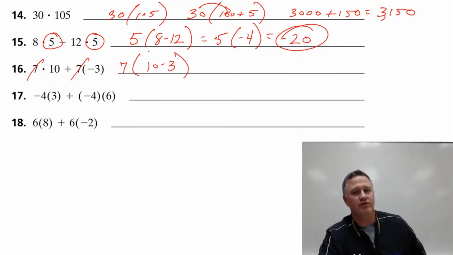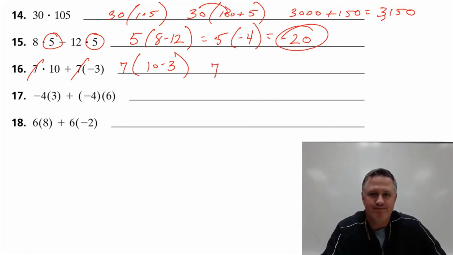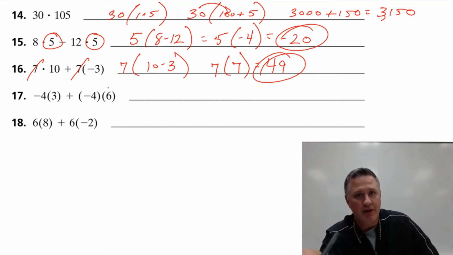So, what's 10 minus 3? 7. And now you just have to do 7 times 7, which is 49. Pretty cool, right? Pay attention, because I'm going to put a challenge problem in the bottom. If you do this same strategy, you're going to be able to solve the challenge problem.